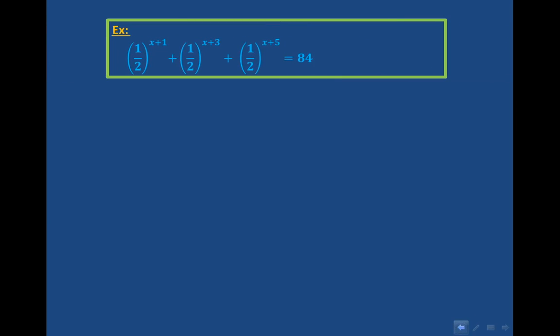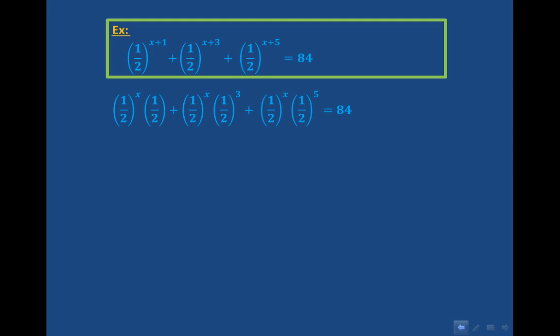For example, find the value of x: half power x plus 1, plus half power x plus 3, plus half power x plus 5 equals 84. Firstly, you can separate each term. Half power x plus 1 can be written as half power x multiplied by half, plus half power x plus 3 can be written as half power x multiplied by half power 3. Half power x plus 5 can be written as half power x multiplied by half power 5.